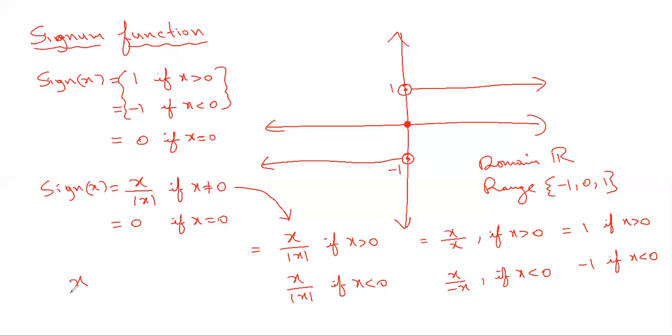But if you write only x by mod x, this is not the complete signum function, because this is not defined at x equal to 0. When x is equal to 0, you can't calculate the value of it. It is calculated only when x is non-zero, right?